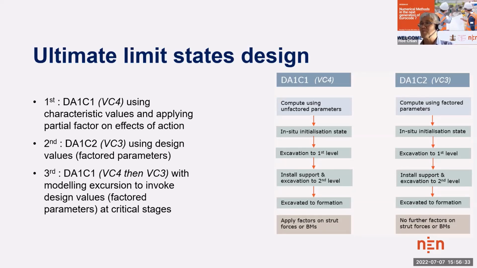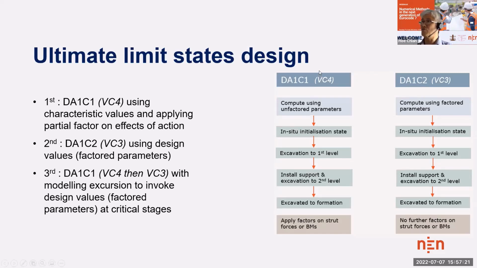I mentioned that I'll try to explain the more complex design or analysis procedures when we undertake the ultimate limit state design. You saw that table 8.1, there are 3 columns. The first column is basically the first approach. You undertake your analysis using characteristic value, go through the excavation sequence, and you apply the partial factor on the effects of action. And the second approach is to use factored parameters and then go through your analysis, and you don't apply any partial factor on your forces.